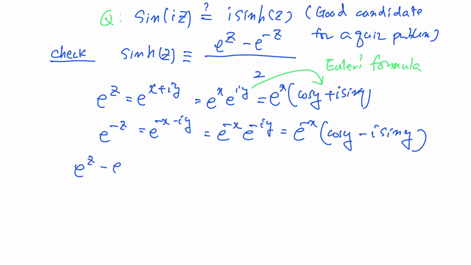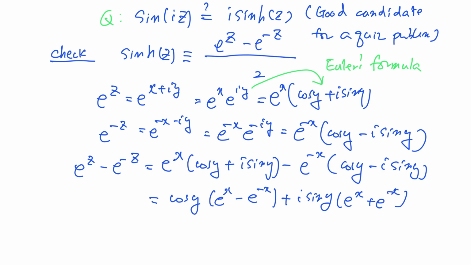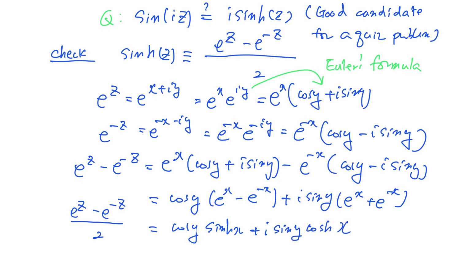So e to the z minus e to the minus z is e to the x times cosine y plus I sine y, minus e to the minus x times cosine y minus I sine y. So we have cosine y times e to the x minus e to the minus x, plus I sine y times e to the x plus e to the minus x. So if you divide by 2, one half of e to the z minus e to the minus z is cosine y sine hyperbolic x plus I sine y cosine hyperbolic x, which is sine hyperbolic z.